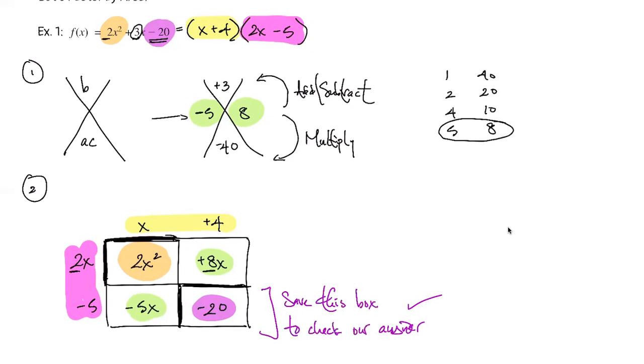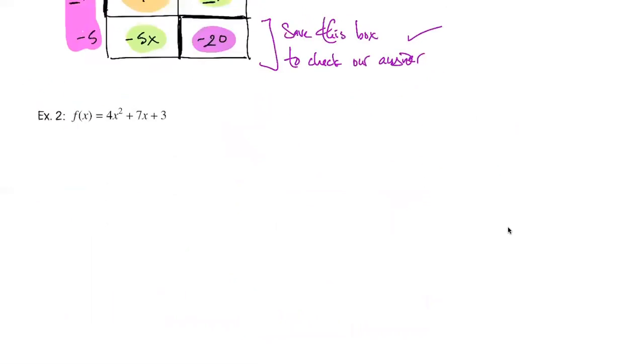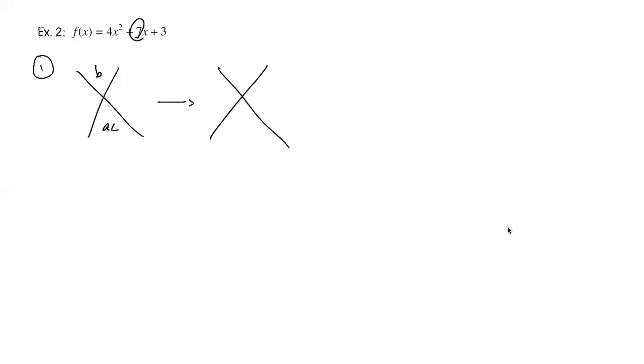All right, let's try example number 2. All right. So we've got f of x equals 4x squared plus 7x plus 3. Okay, so we're going to start off by finding our b value and our a times c value. All right, b is going to be 7. And a times c will be 12. 4 times 3 gives me 12.